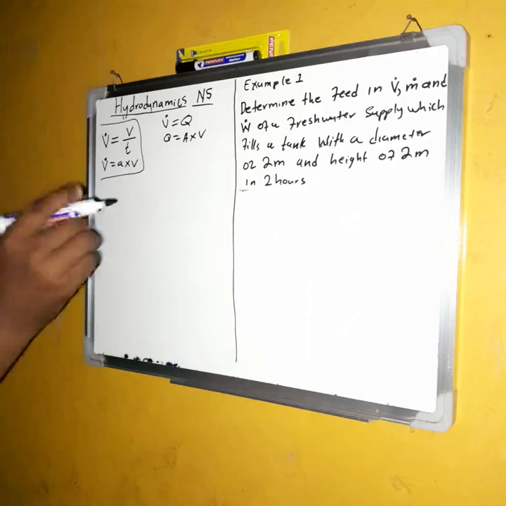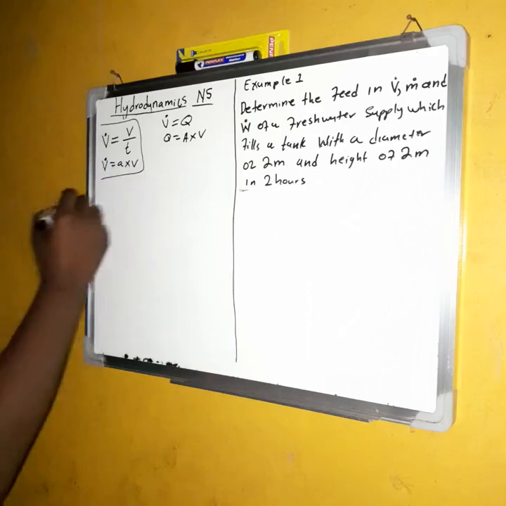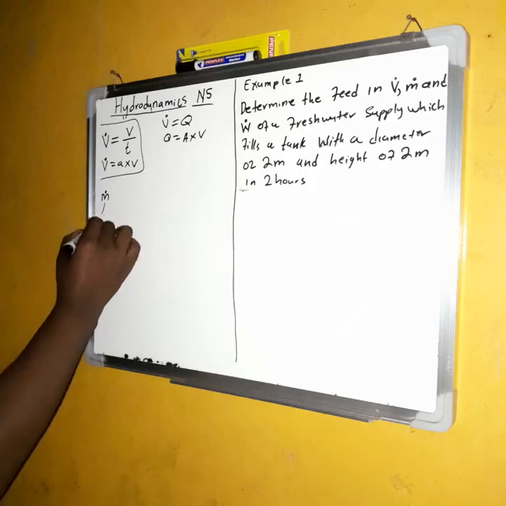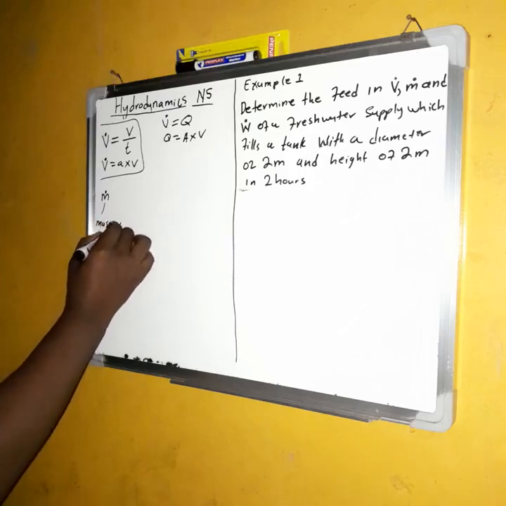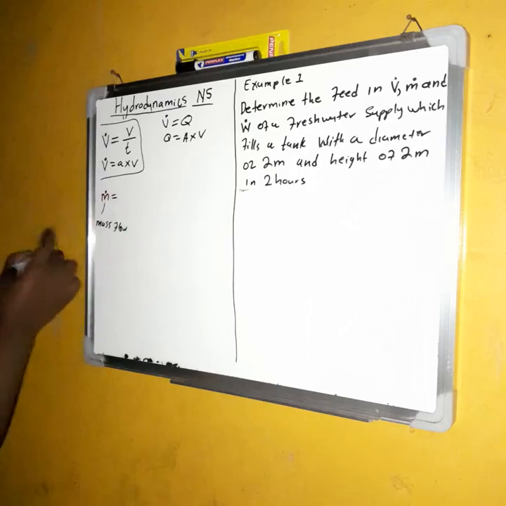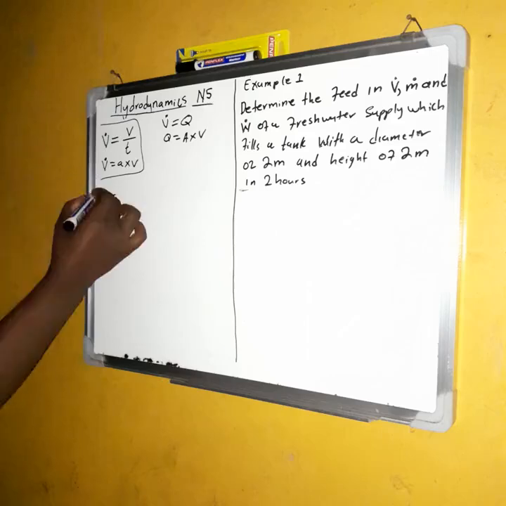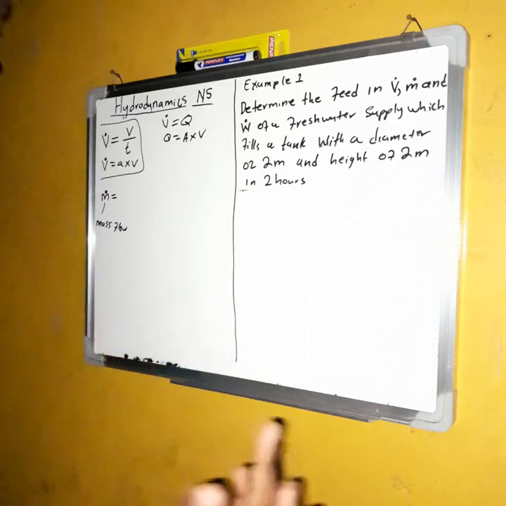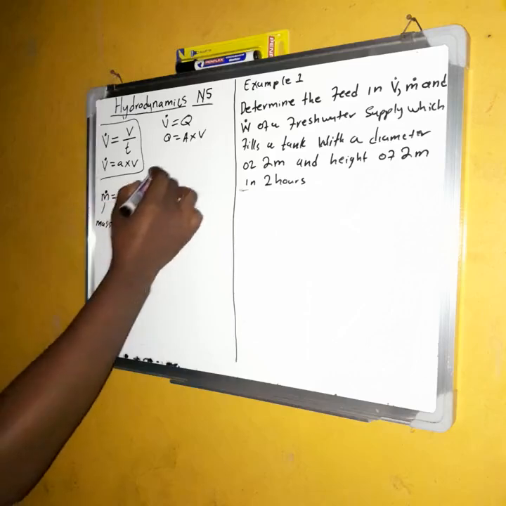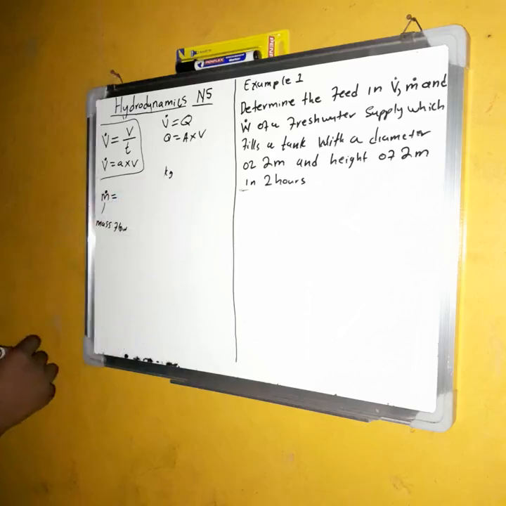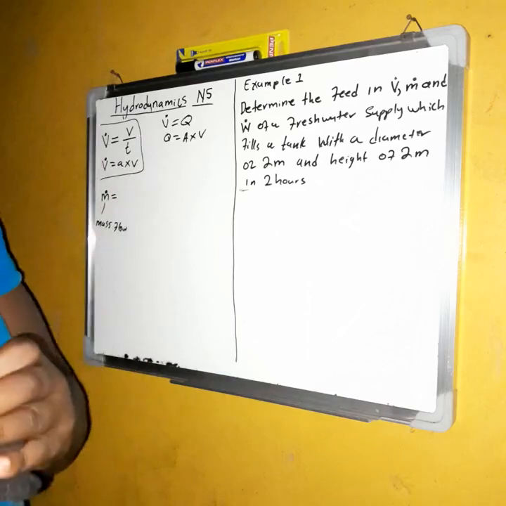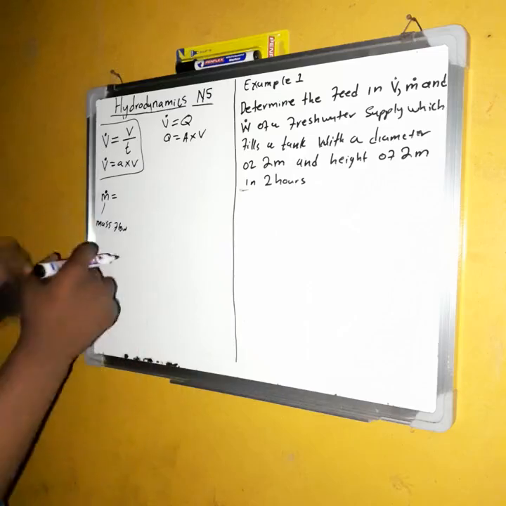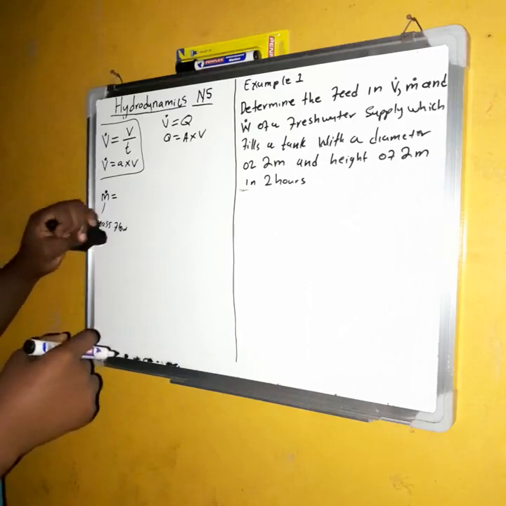Mind you, we also have what we call mass flow. It is M with a dot on the top. You put a dot to show this is a mass flow. Remember, mass is measured in kg, so when we have a mass flow, time must be included.